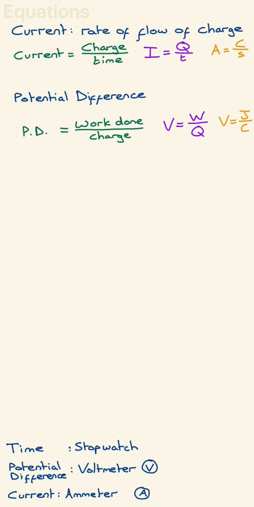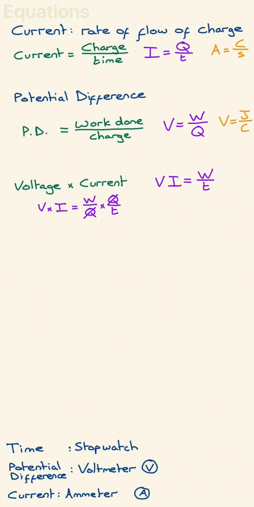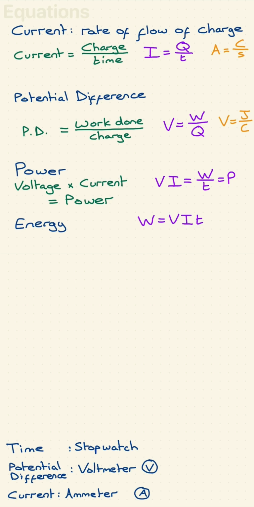Firstly, we could multiply them. So, voltage times current, V times I. That's going to give us V times I equals W over Q multiplied by Q over T. And the Q's cancel out, leaving us with V times I equals W over T. Work done per unit time is called power, so PD times current is equal to power. Building on that and rearranging things slightly, the energy transfer, called the work done, is equal to potential difference times current times time. W equals VIT.